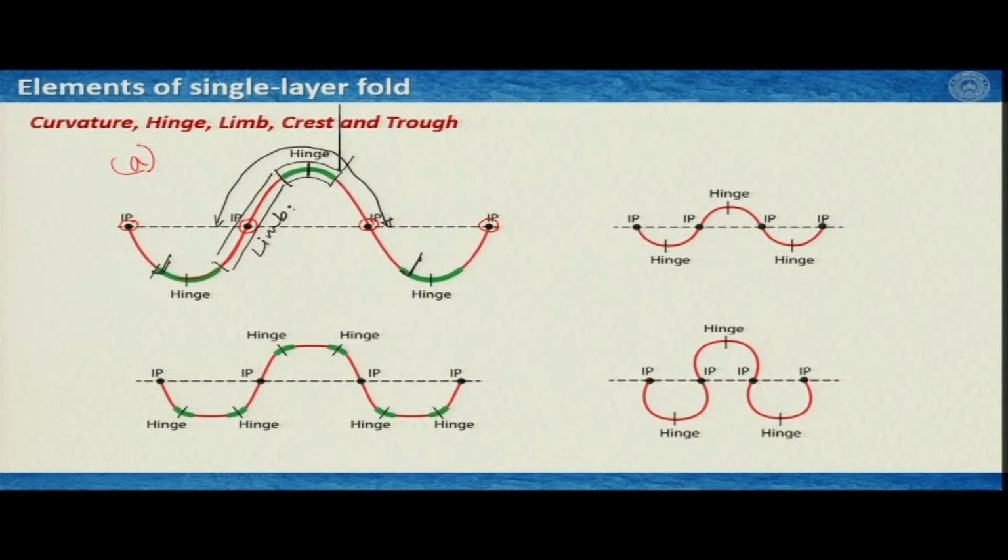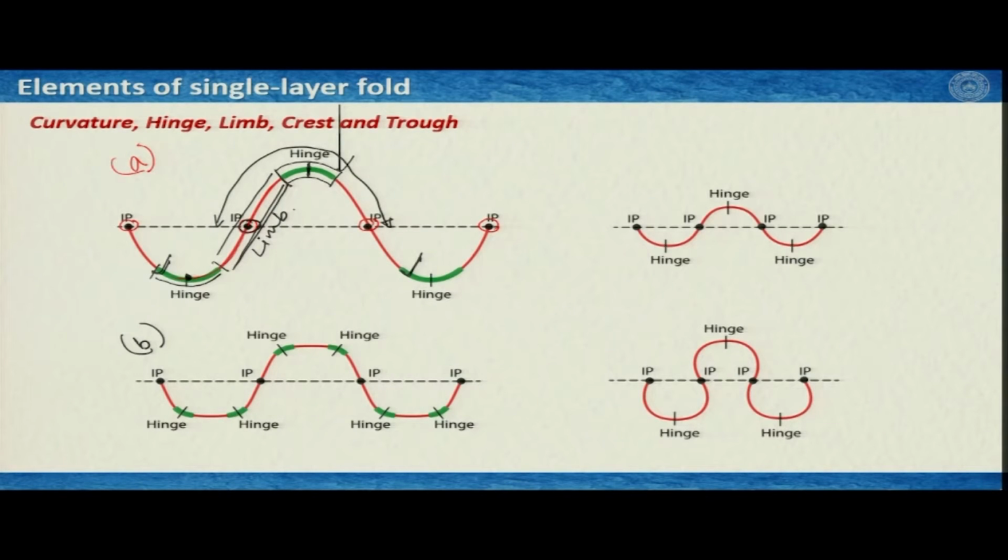As we defined in the previous slide, the limb must include the inflection point and hinge zone also, and the hinge zone should include the hinge point. So, we have defined in this illustration A the hinge, hinge zone, inflection point, and the limb of the fold. Now, let us have a look at this second illustration as B.